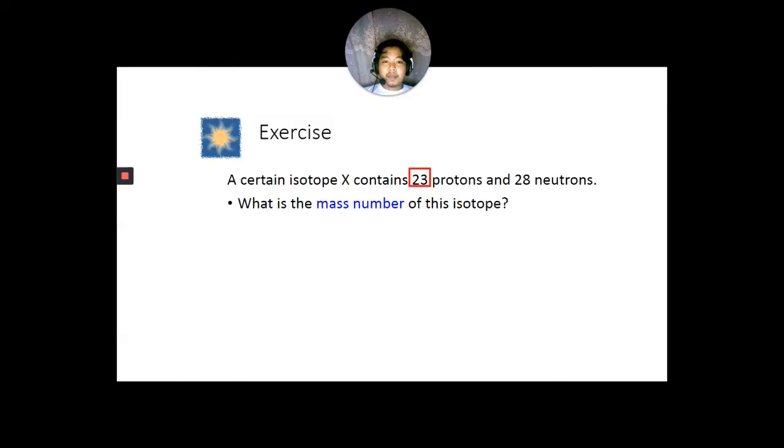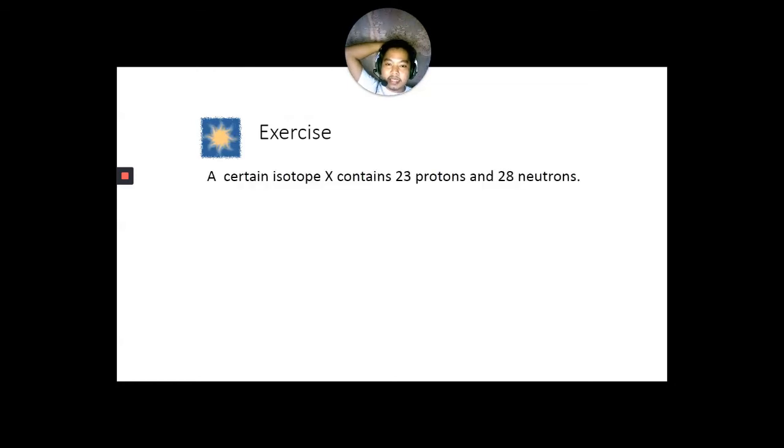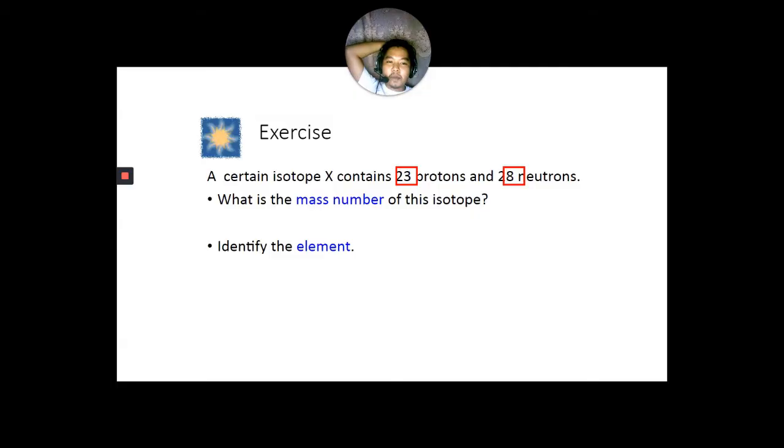What is the mass number? To get the mass number, we simply add the number of protons and the number of neutrons. So that's 23 plus 28. Joke lang, bago yon, after identifying the mass number, identify the element. So the mass number is, tagal mag-load. Tcharan! The mass number, ladies and gentlemen, is no other than candidate number 51! Congrats!